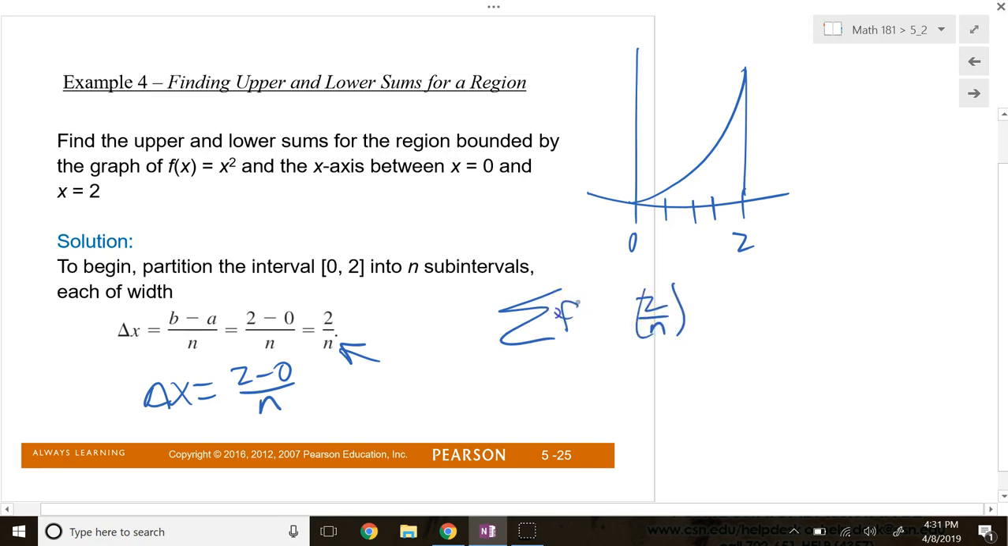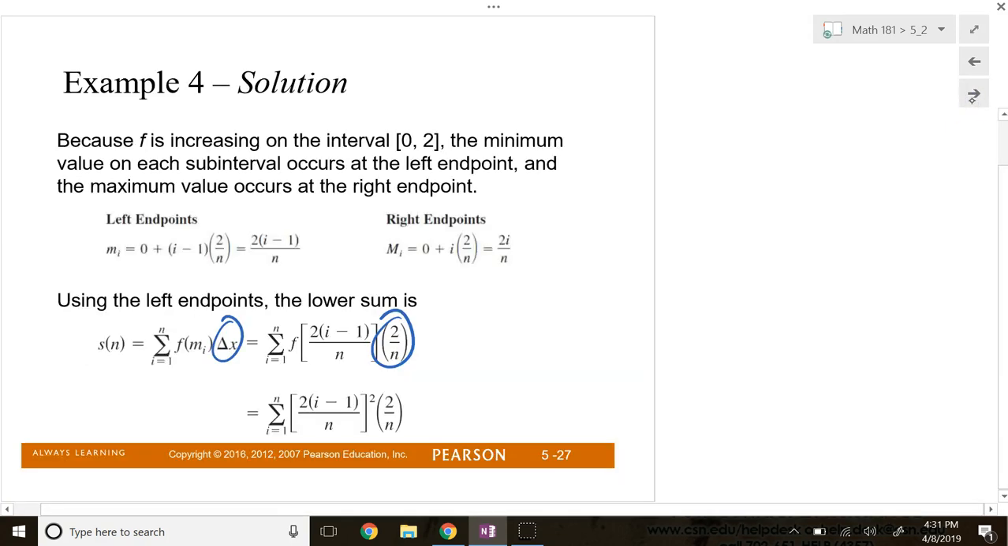Okay, and then the height will be 2 over n times i minus 1 if you're going to do the left-hand subinterval. Okay, so here's the height, here's the delta x, the width of each of those, and you're going from i being 1 up to n. So that's what we're getting into in terms of this formula right here.